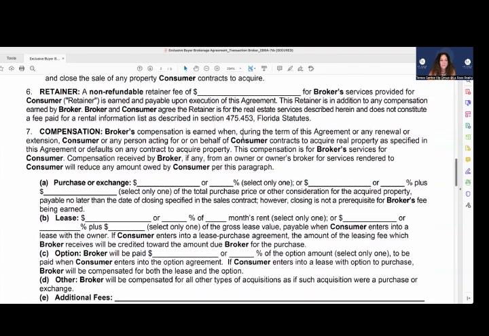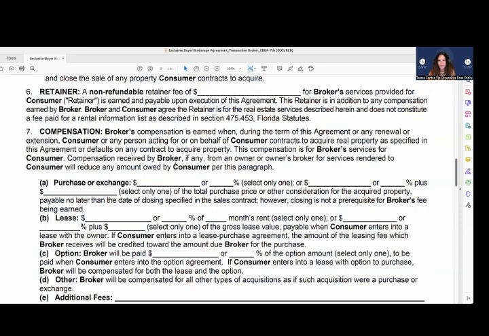Okay. Compensation. Broker compensation is earned when, during the term of this agreement or any renewal or extension, consumer or any person acting for or on behalf of the consumer contracts to acquire real property as specified in this agreement or defaults on any contract to acquire a property. This compensation is for broker services for consumer. Compensation received by broker, if any, from an owner or owner's broker for services rendered to consumer will reduce the amount owed by the consumer per this paragraph.